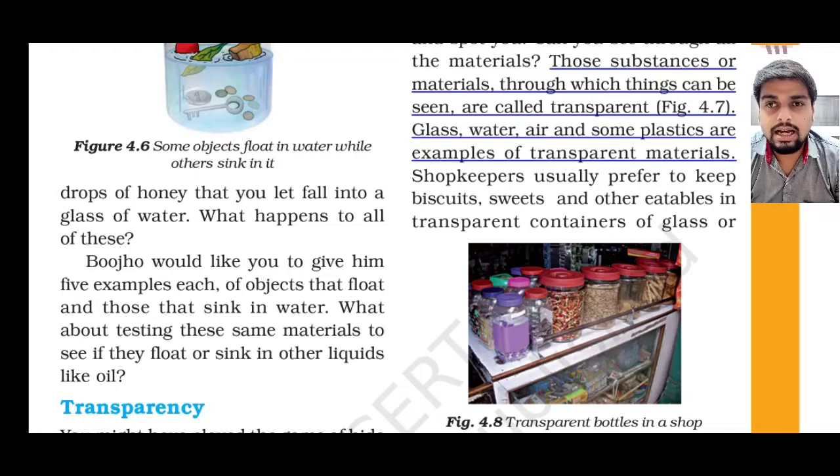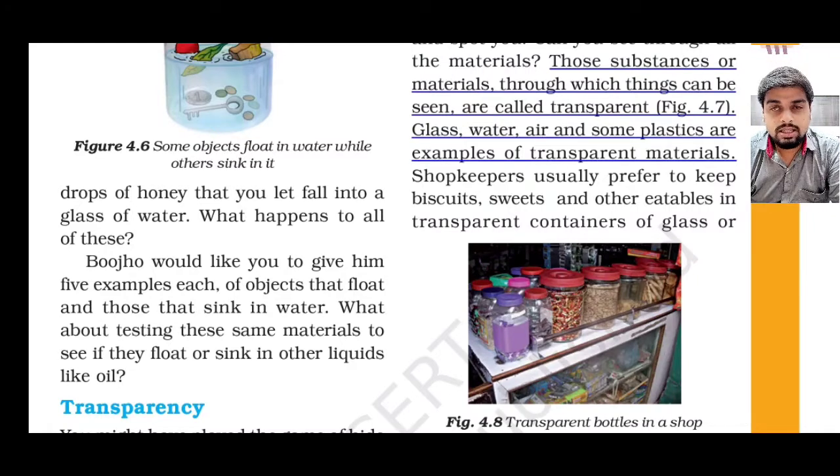Examples are glass, water, air. There is air between my face and the camera, so we can easily see my face through the air. So these are examples of transparent material.